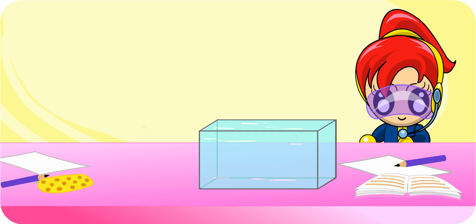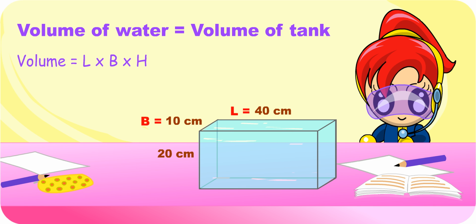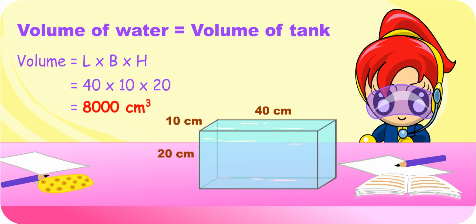This is a tank which measures 40 centimeters by 10 centimeters by 20 centimeters. It is filled completely with water. What is the volume of the water? We know that the volume of the water is equal to the volume of the tank. Volume is equal to length times breadth times height, which is equal to 40 times 10 times 20, which is equal to 8,000 cubic centimeters. Therefore, we know that there is 8,000 cubic centimeters of water in the tank.